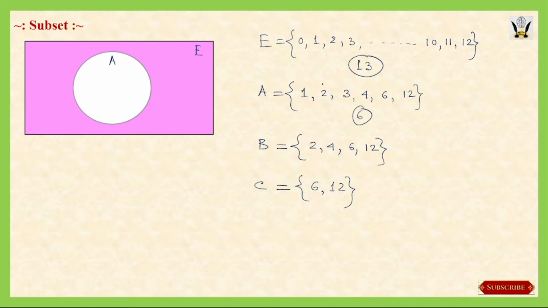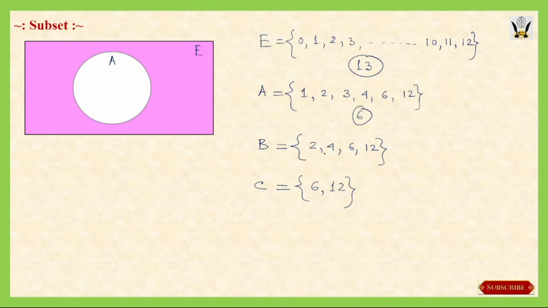Now we are considering another set which has only the factors of 12. There we have seen that we have only 6 elements, and those 6 elements are part of E also. So A here is a subset of E.